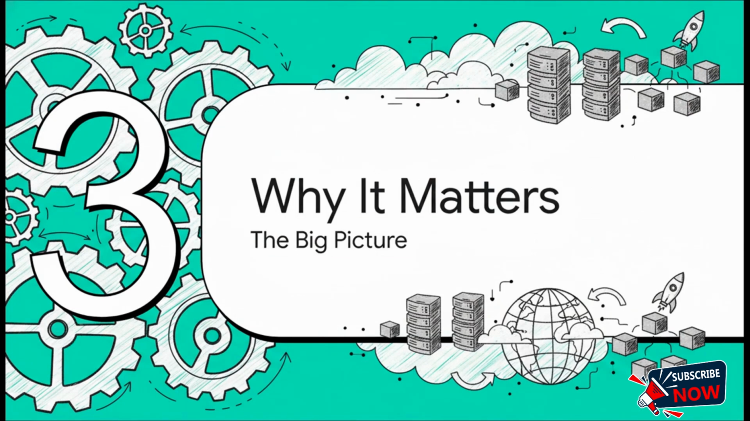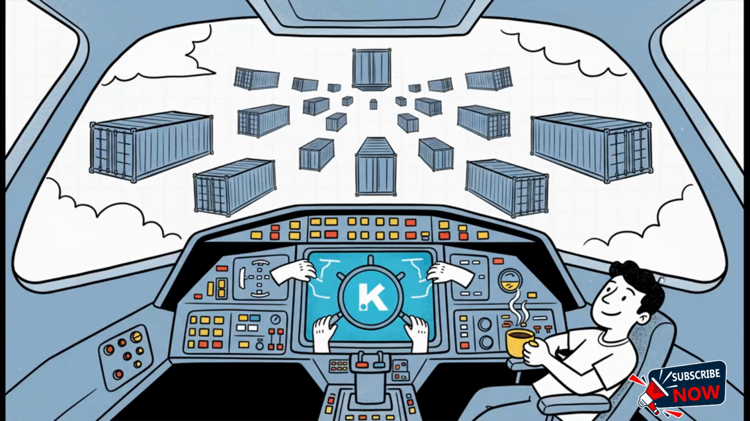So, let's just zoom out for a second. We've seen all the pieces. Let's talk about the big picture. Why does all of this really matter? It really boils down to this. It is your container autopilot. It takes all that complex, repetitive, and absolutely critical work of keeping your apps running and just handles it. And that frees up your engineers to focus on what humans are actually good at, being creative, solving new problems, and building amazing new features.